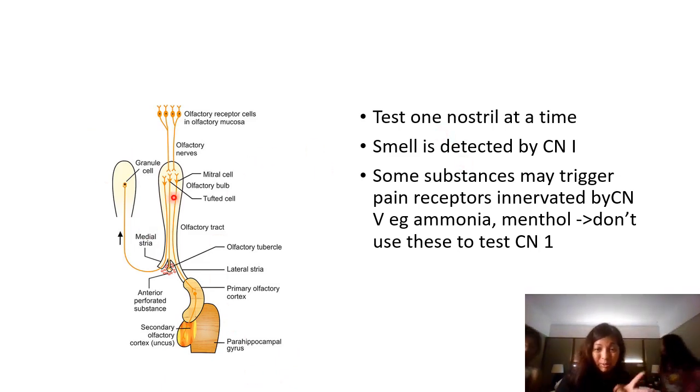Okay, because there are two of them, you want to test one nostril at a time. And again, I mentioned smell is what you detect with cranial nerve 1. But the interesting thing about smell is what we mentioned when those molecules trigger the olfactory nerves. But there are also some substances that enter your nose that actually trigger pain receptors rather than smell receptors. And those would then be detected, innervated via cranial nerve 5. And those would include substances like ammonia and menthol. So since that's being detected by cranial nerve 5, they wouldn't be suitable to test cranial nerve 1. So usually for cranial nerve 1, people use substances like vanilla and coffee.